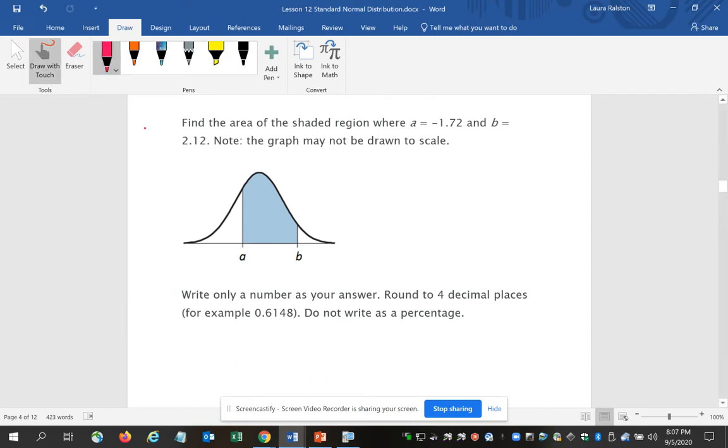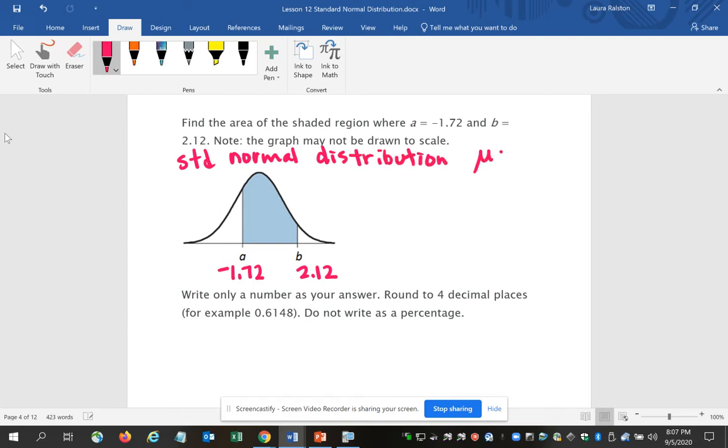Okay, so the third one here says the area of the shaded region where A is negative 1.72 and B is 2.12. So here again, you have the standard normal distribution. It doesn't say that, but again, we're in that particular lesson. Mean is 0, standard deviation is 1. Again, I don't like the fact that they don't label the mean, to give you a point of reference.